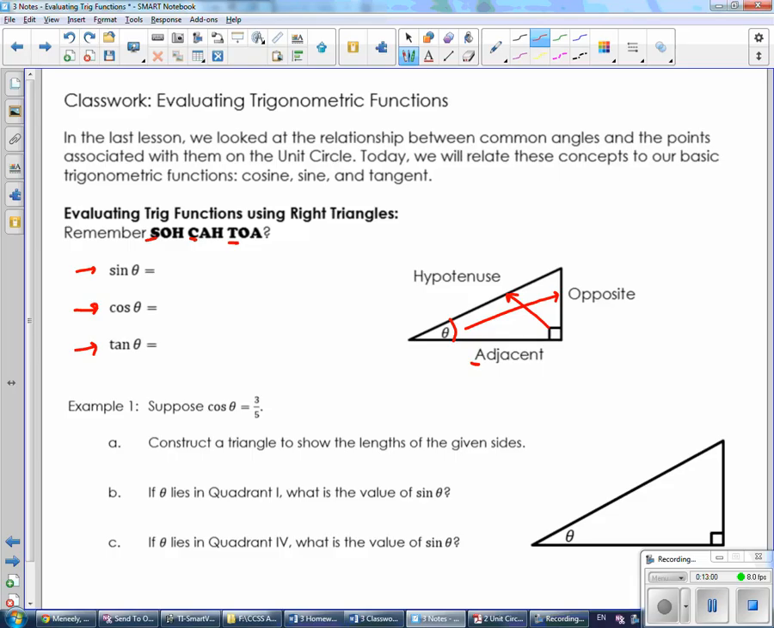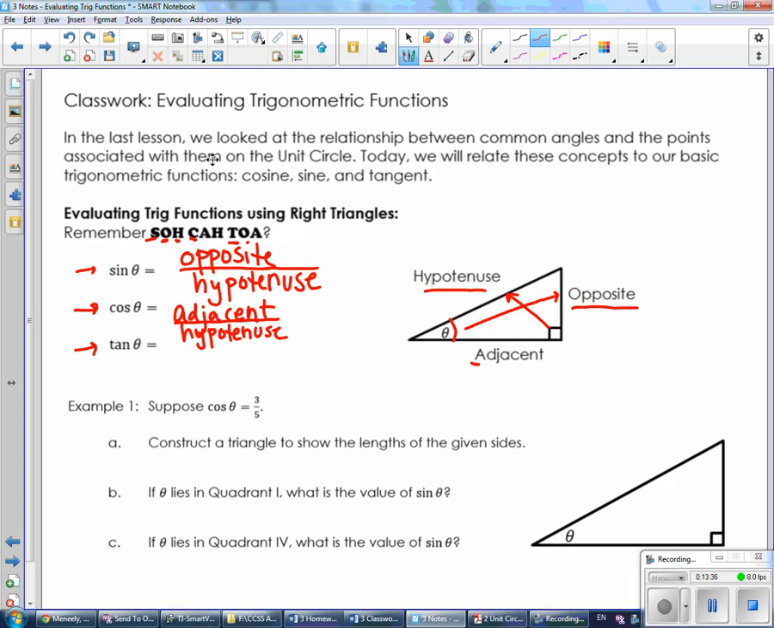So the sine of theta, if you think about SOH CAH TOA, is the opposite over the hypotenuse. So it's going to be the opposite side over the hypotenuse. If you're dealing with the cosine, think about CAH, which is the adjacent side over the hypotenuse. And then the tangent is going to be the opposite over the adjacent side. Okay?